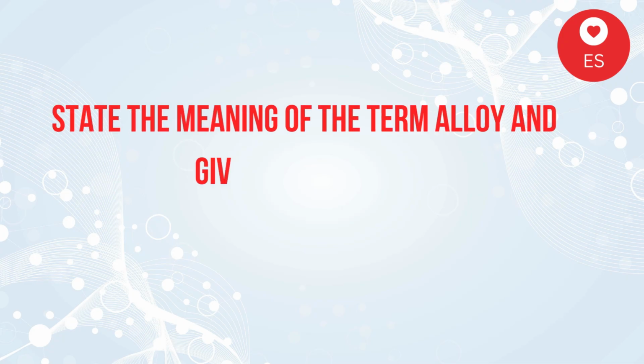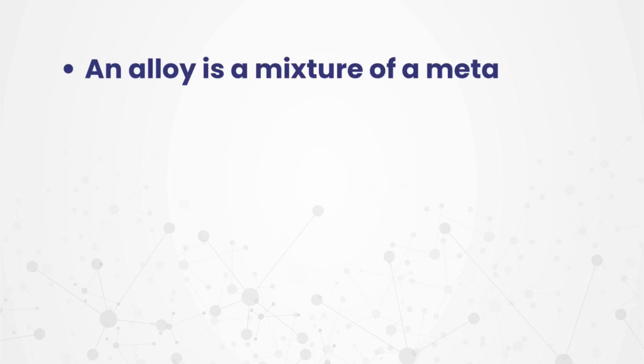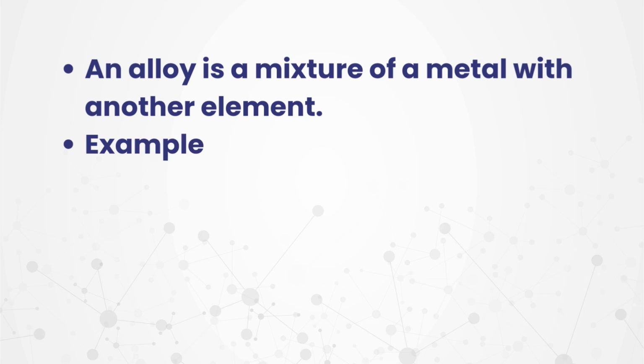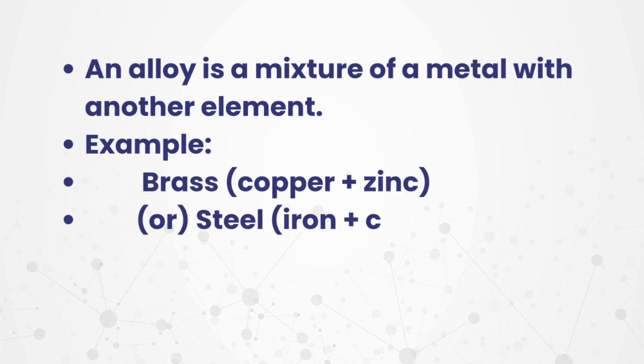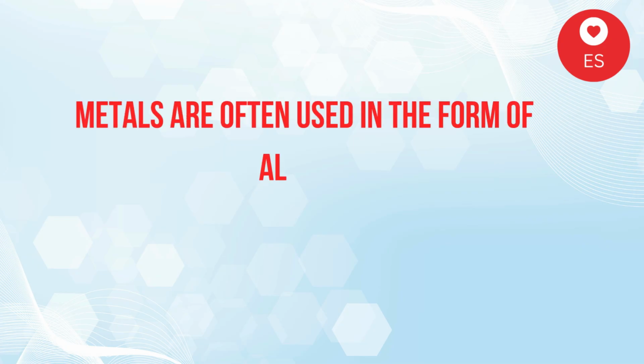State the meaning of the term alloy and give one example. An alloy is a mixture of a metal with another element. Example: brass made up of copper and zinc, or steel made up of iron and carbon. Metals are often used in the form of alloys.